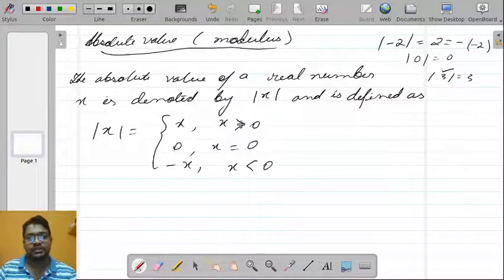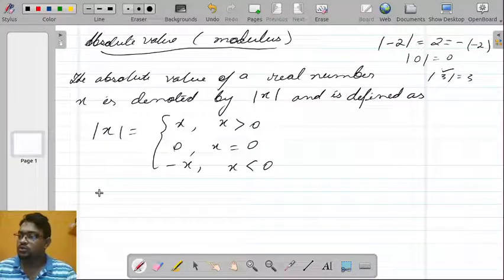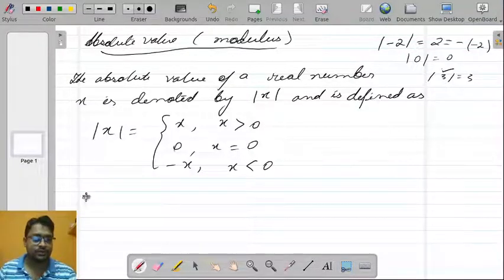It means if x is positive, then mod x is x itself. If x is 0, then it is 0, and if x is negative, then we know minus x is positive, so minus x gives you the modulus. So this is the definition. Using this definition, we will prove some properties. Some properties easily follow by definition.